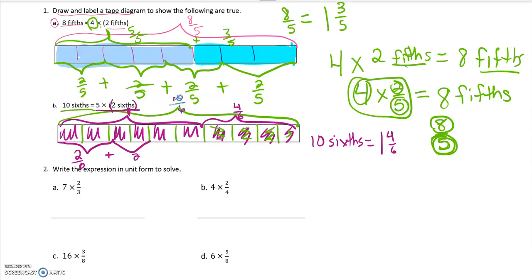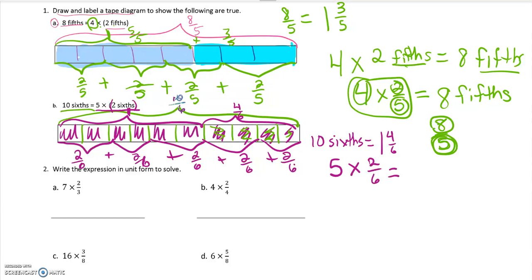plus 2/6 plus 2/6 plus 2/6 plus 2/6. So there's 1, 2, 3, 4, 5 groups of 2/6. So 5 times 2/6 equals, and if I use what I learned up here, or I multiply the whole number, 5 groups of 2 equals 10 sixths, or in unit form 10 sixths, which matches our statement B.